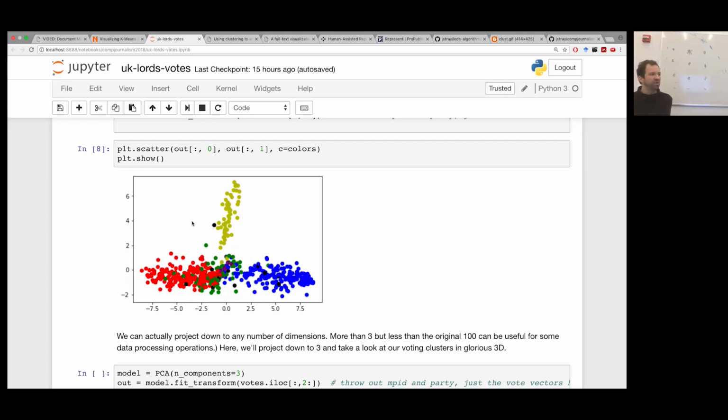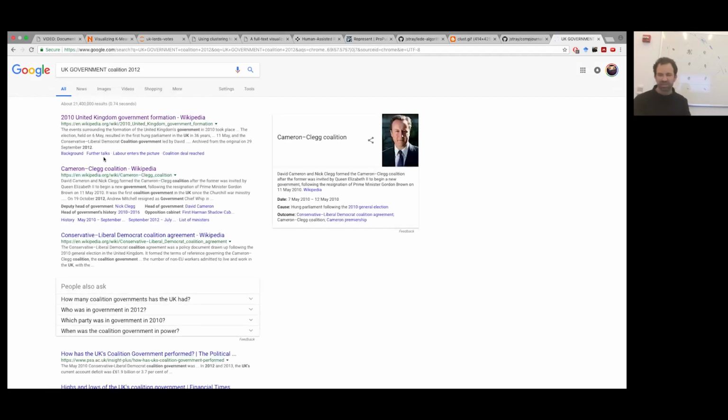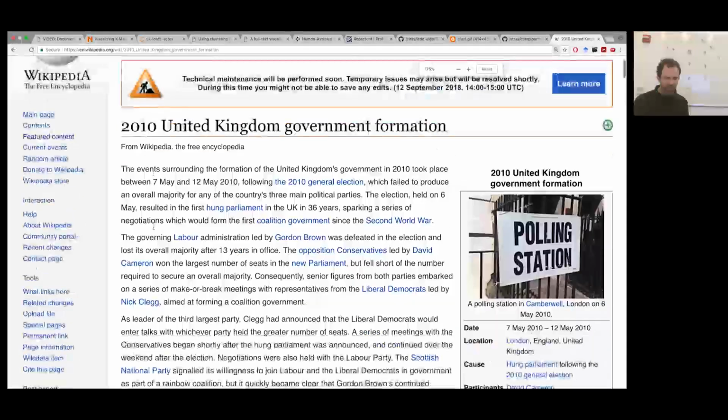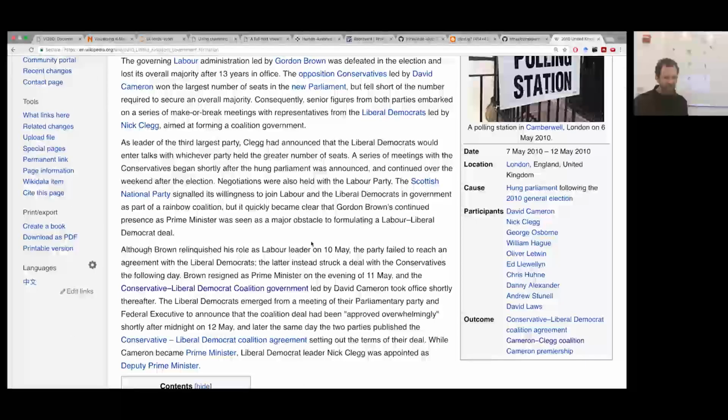Now this plot actually corresponds to the political structure of the government at that time. Does anybody know anything about the UK government at that time? When I taught this course in previous years, people were like, yeah, this is happening right now. No one's ever going to get this question again, so I'll just show you. They had a coalition government, which is something that only happens in parliamentary systems, where they eventually had a coalition between the Conservatives and the Liberal Democrats.